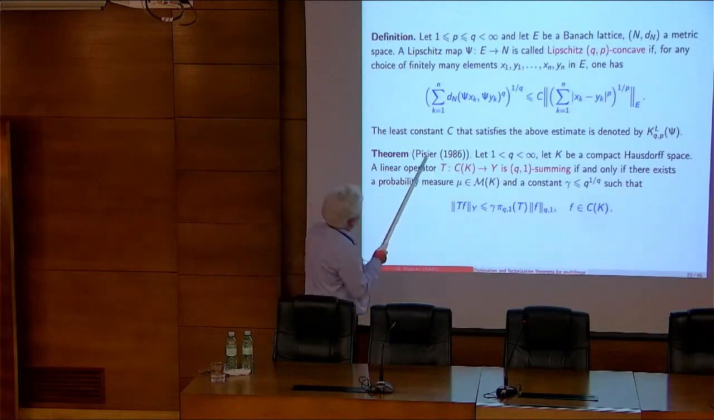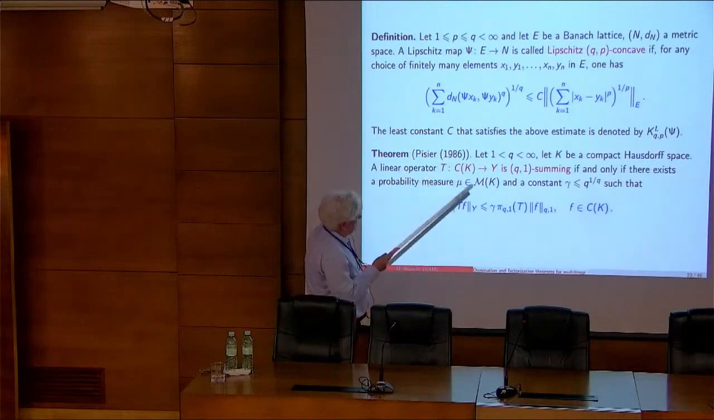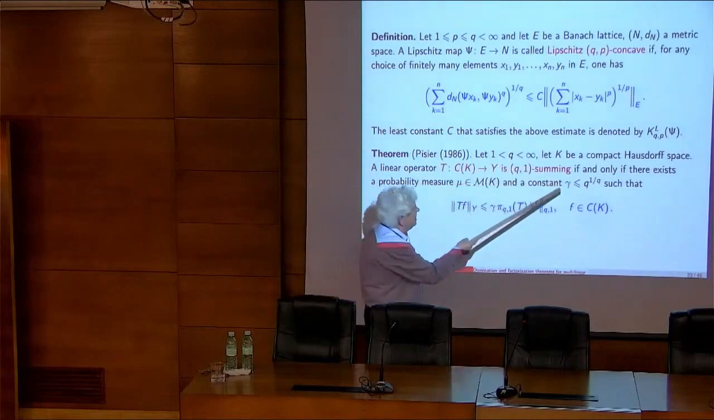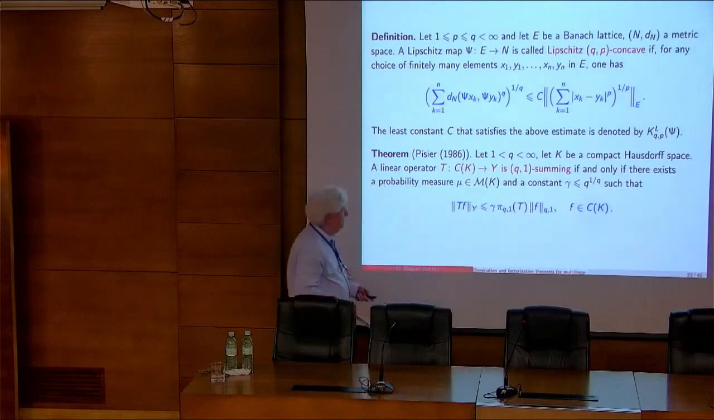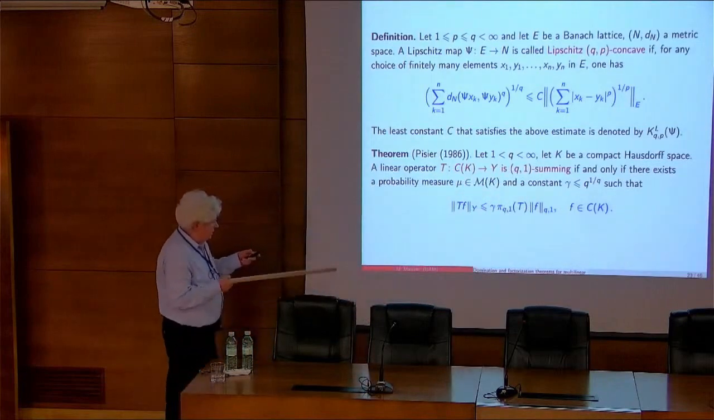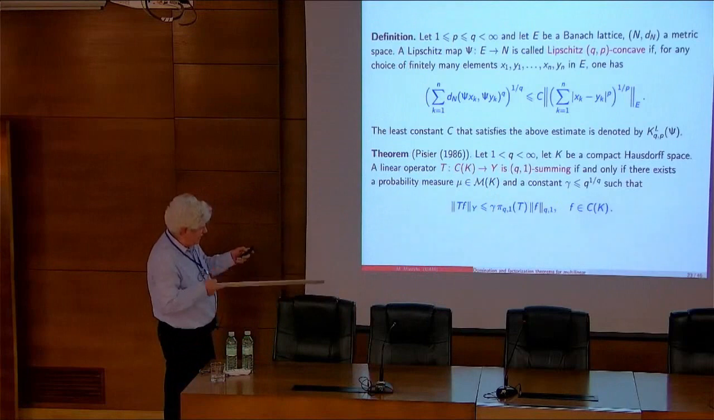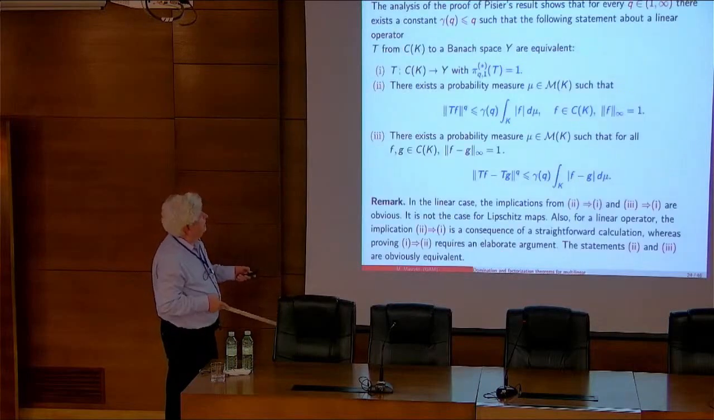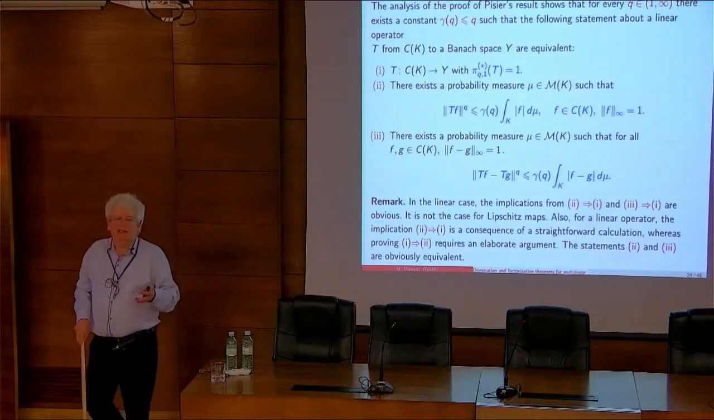So let me come back again to Pisier's theorem from this beautiful paper in Mathematische Annalen from this year. He also has a non-commutative version. So a linear operator from C(K) to Y is Q1-summing if and only if we have, I'm writing only this domination, from this previous statement.